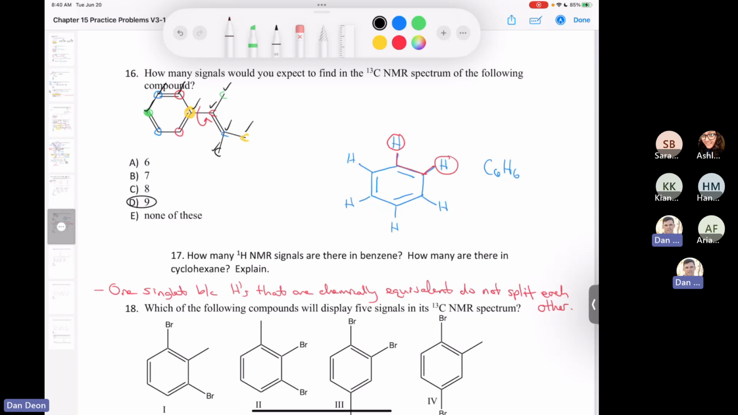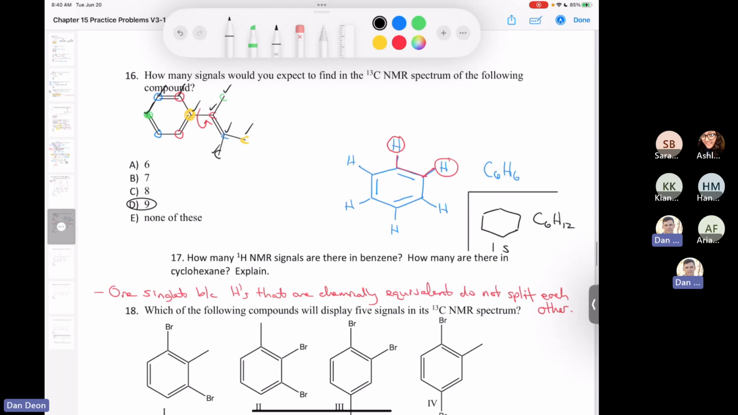It's the same thing with cyclohexane. If you were to look at cyclohexane, which is C6H12, right? C6H12. The only thing you would see here is one singlet because every proton is chemically equivalent and therefore there's no splitting. So this is actually a rule that you have to memorize. Protons that are chemically equivalent do not split each other.